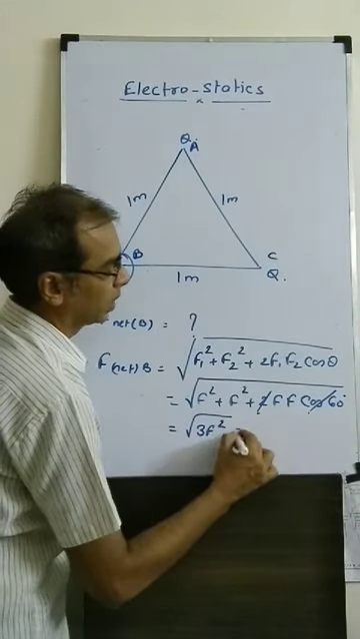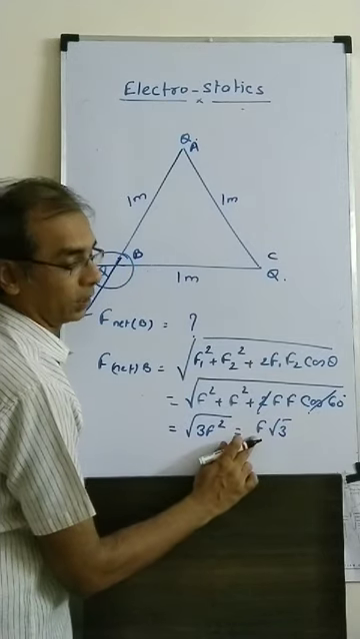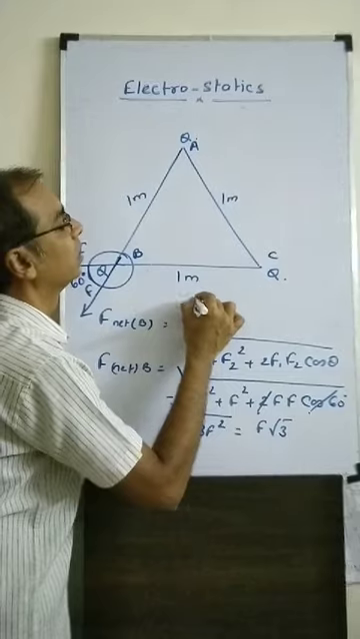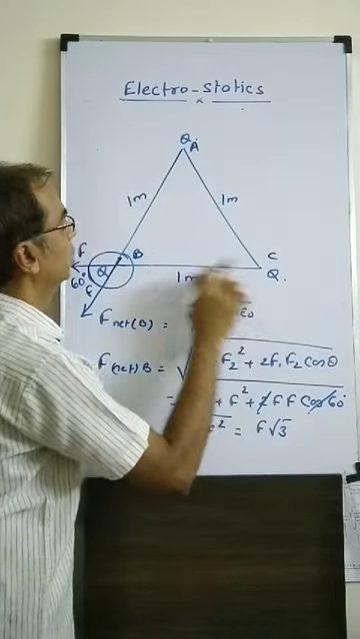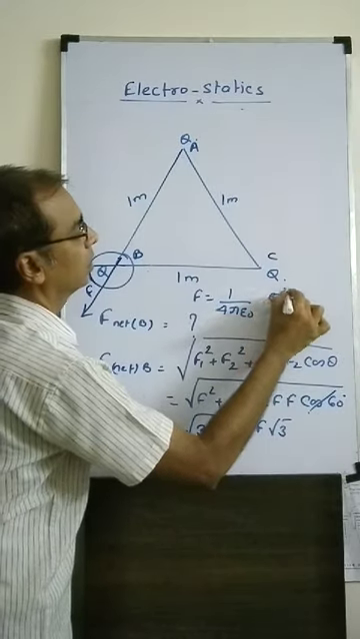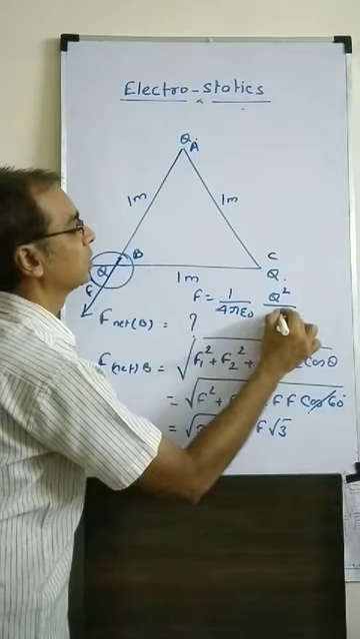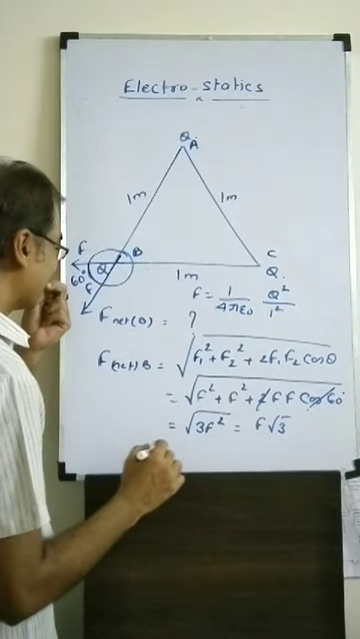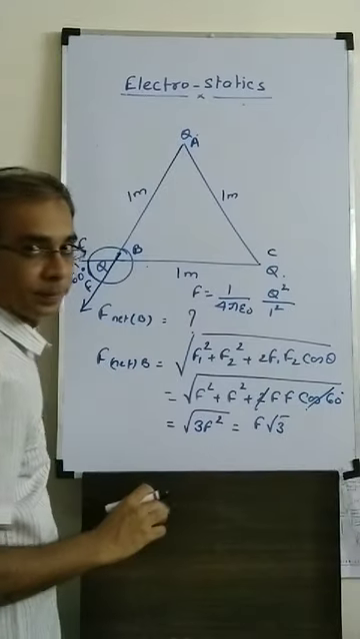So what are we getting ultimately? F root 3. Now we will be writing the F value. What is that? F value is 1 by 4 pi epsilon naught Q into Q, that's Q square by R square. What is the separation between them? 1. So 1 square. So what is the answer? The answer is root 3 by 4 pi epsilon naught Q square.